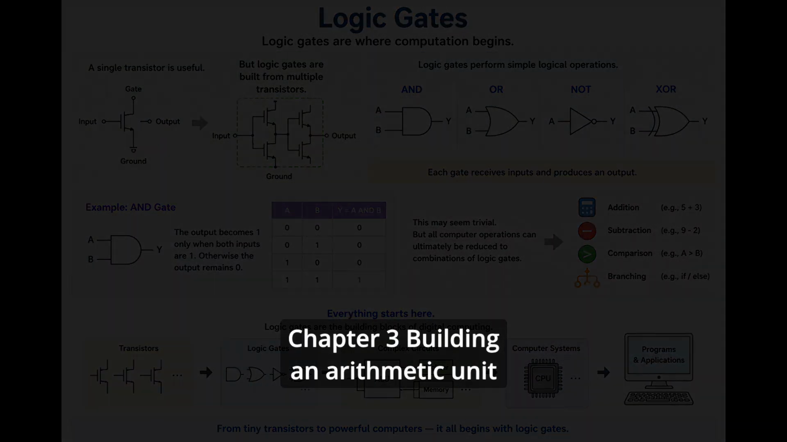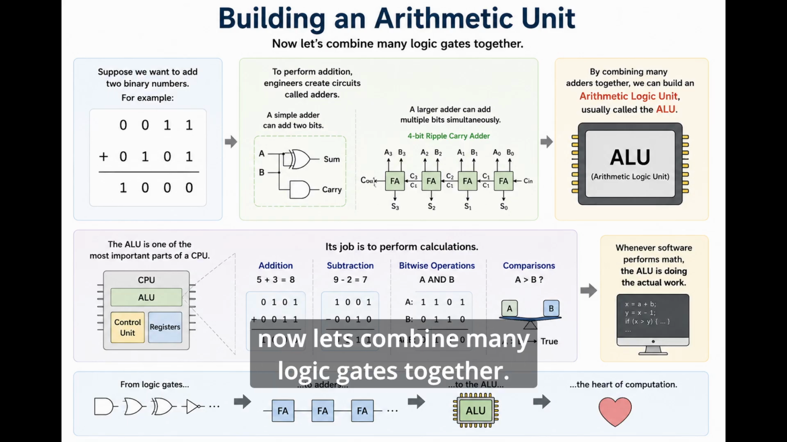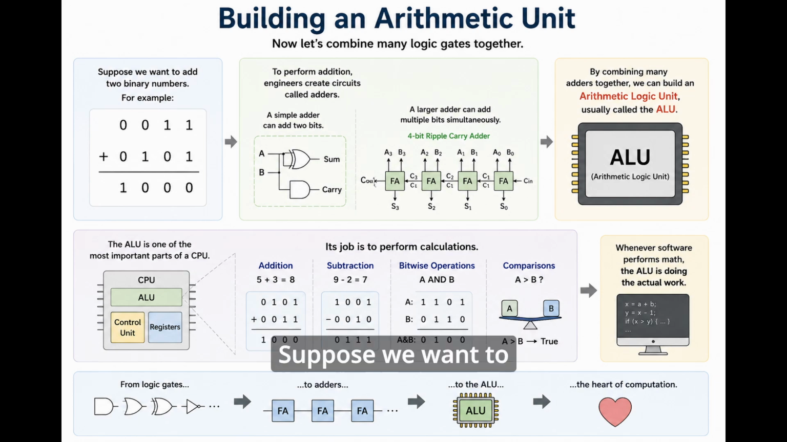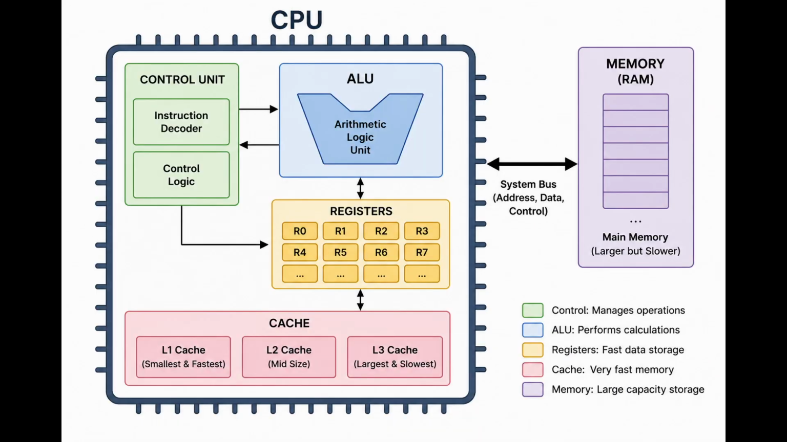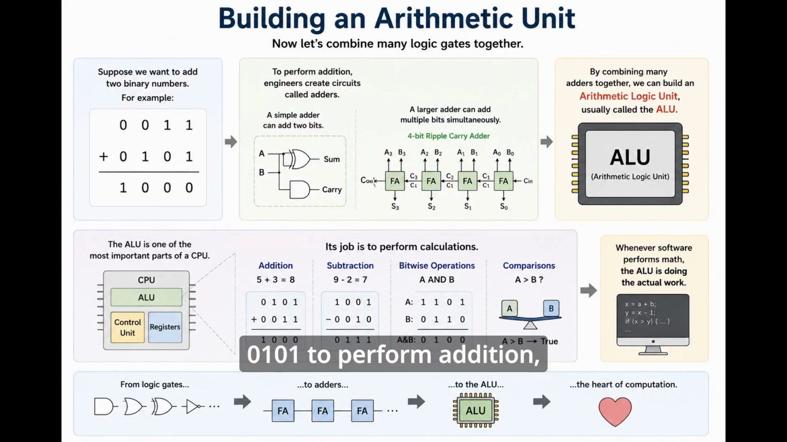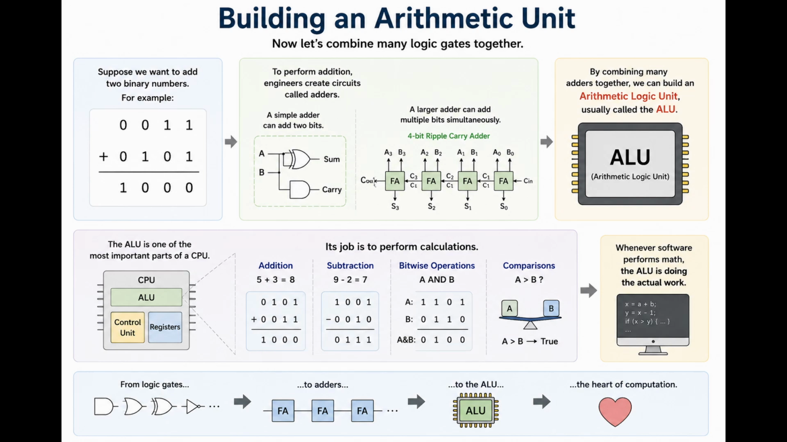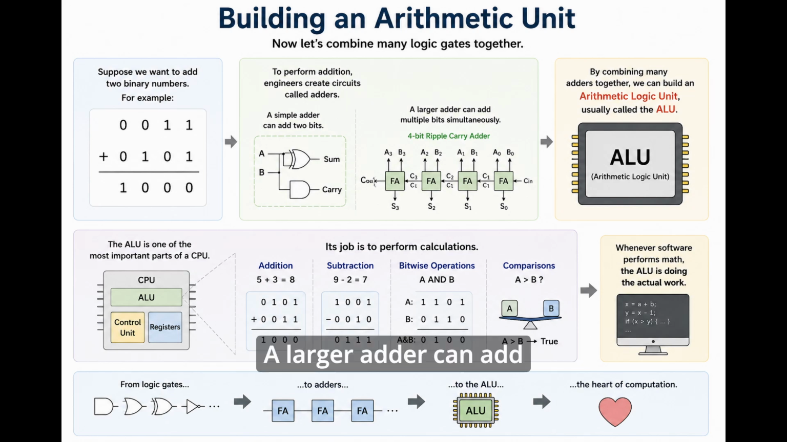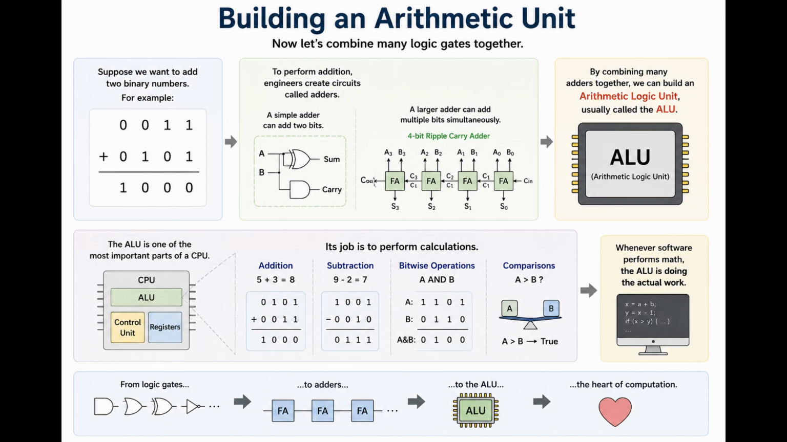Chapter 3. Building an arithmetic unit. Now let's combine many logic gates together. Suppose we want to add two binary numbers. For example, 0011 plus 0101. To perform addition, engineers create circuits called adders. A simple adder can add 2 bits. A larger adder can add multiple bits simultaneously.